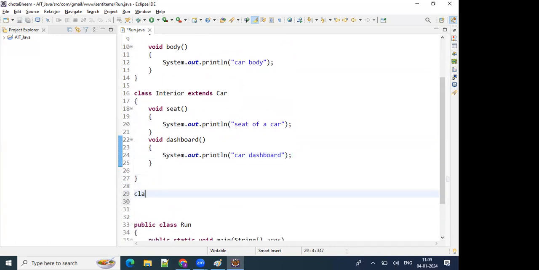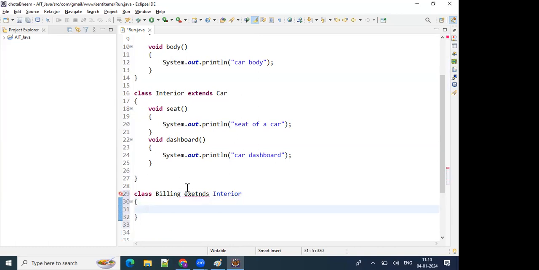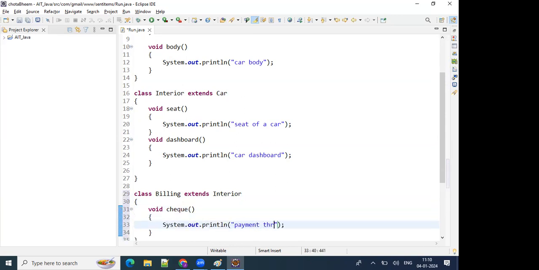Next, class Sales or Billing extends Interior only. Void check. Void cash.